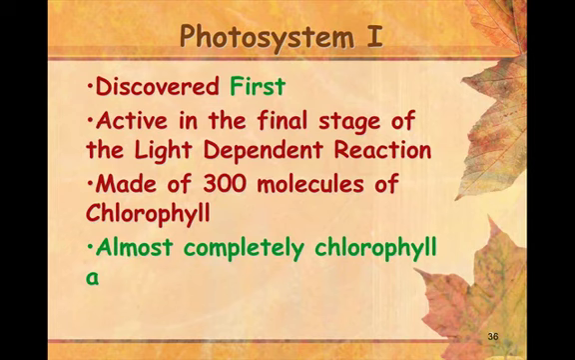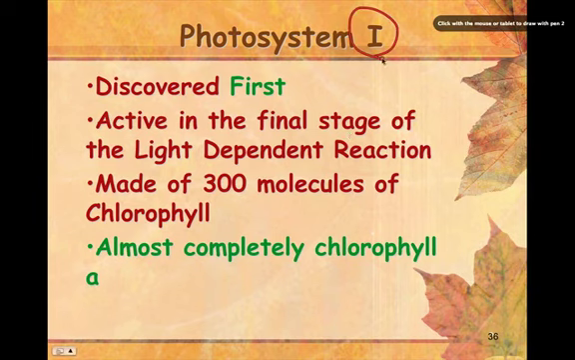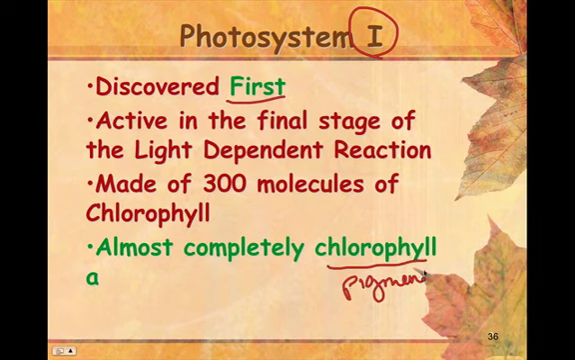Photosystem 1 was discovered first. How unique in the fact that it is photosystem 1, and that was the first one to be discovered. It's active in the final stage of the light-dependent reaction. It's made of 300 molecules of chlorophyll and almost completely of chlorophyll A. And if you recall, chlorophyll, right here, is the pigment. And there are many other pigments that help particular reactions that use light to take place.